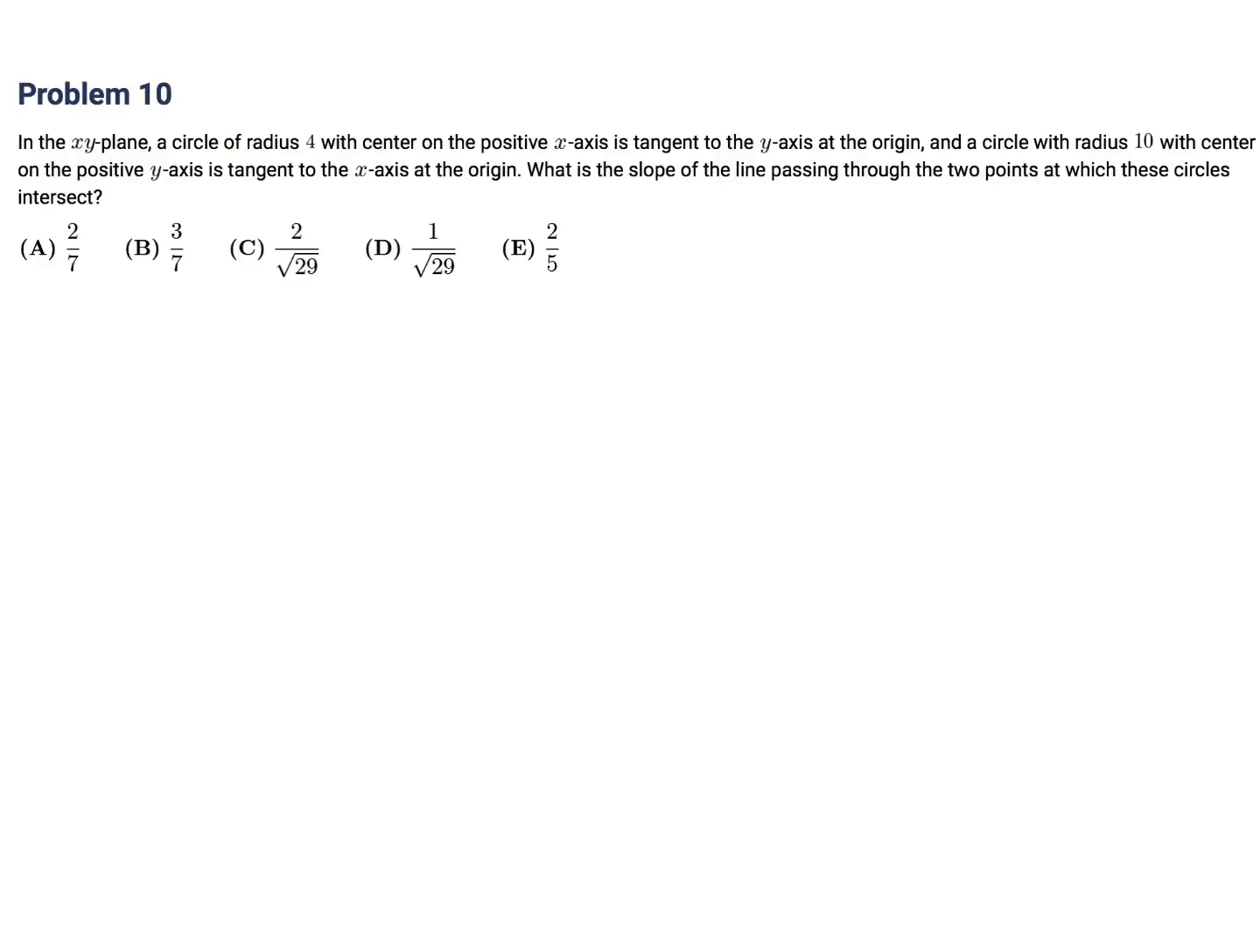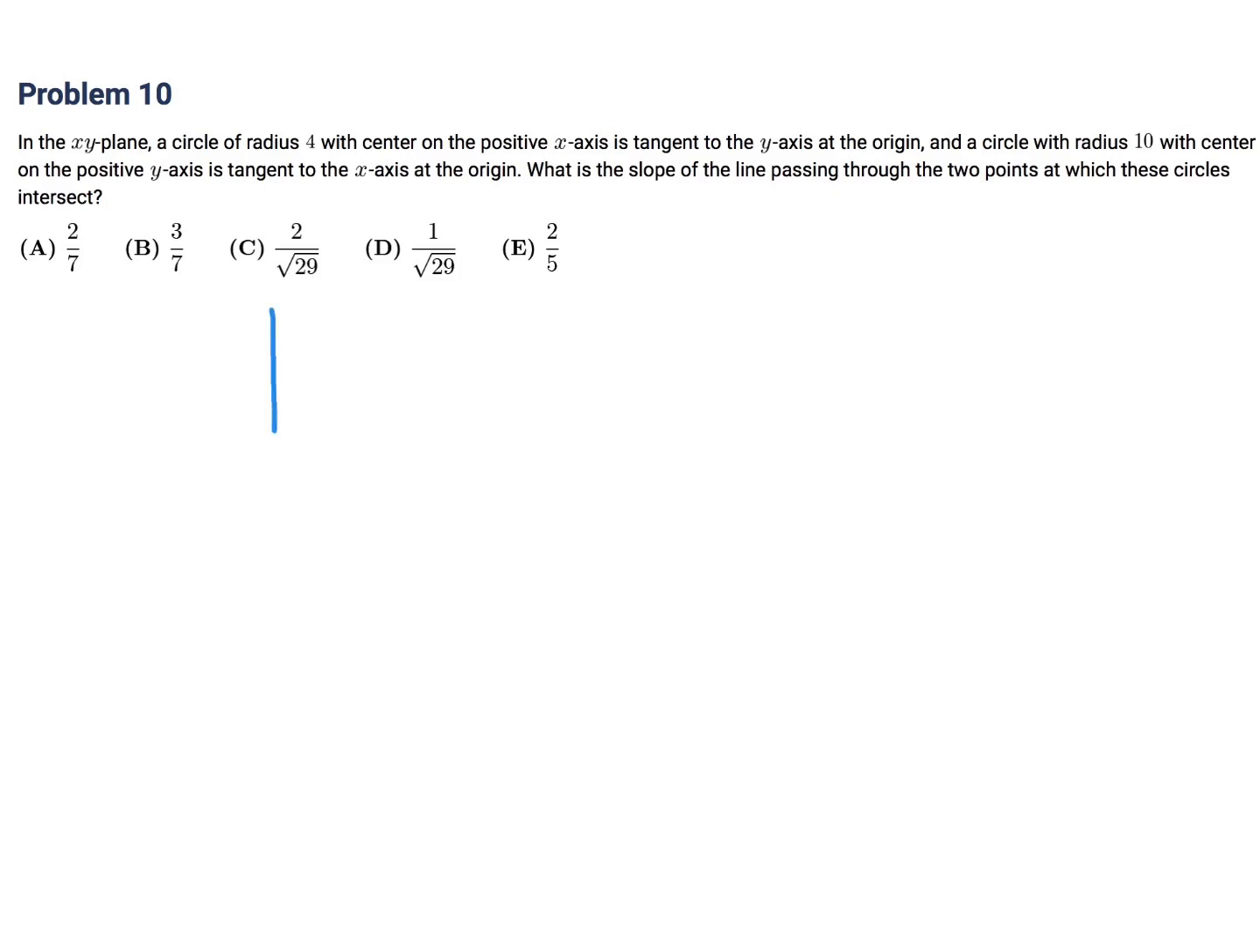In the xy plane, a circle of radius 4 with center on the positive x-axis is tangent to the y-axis at the origin, and a circle with radius 10 with center on the positive y-axis is tangent to the x-axis at the origin. What is the slope of the line passing through the 2 points at which these circles intersect?